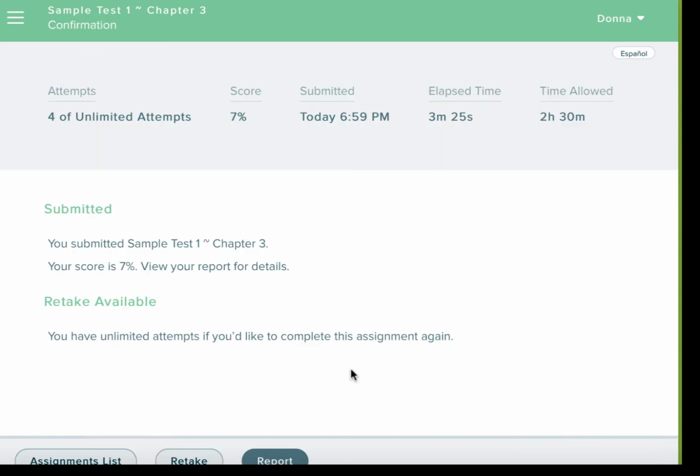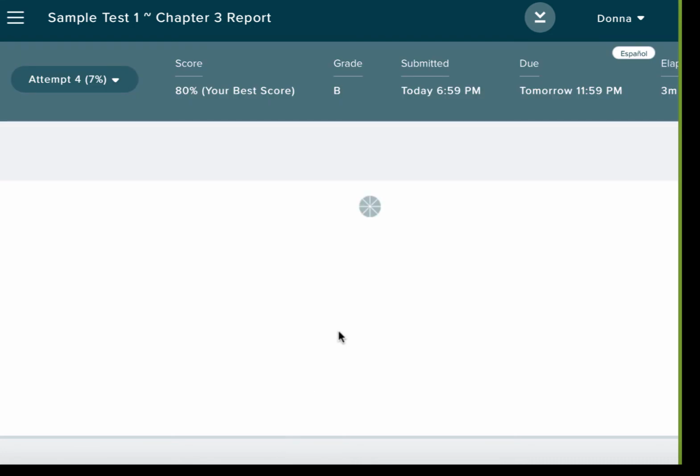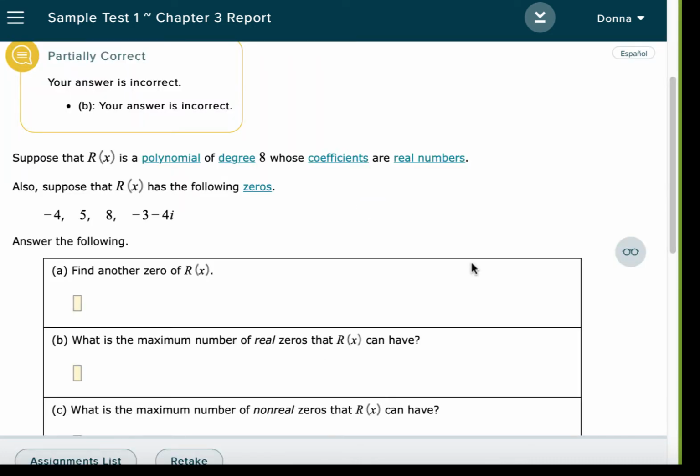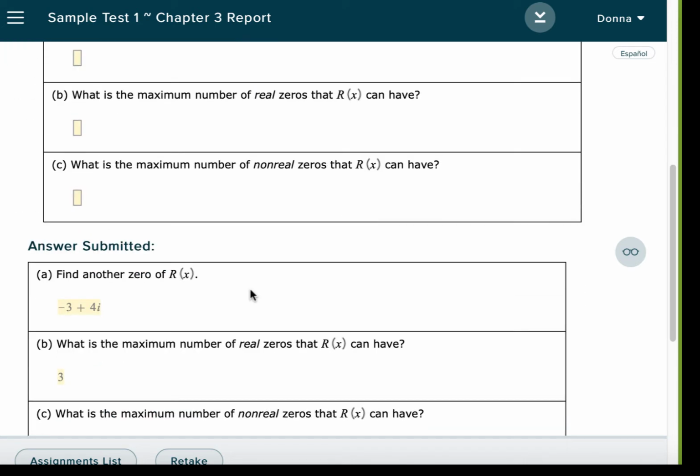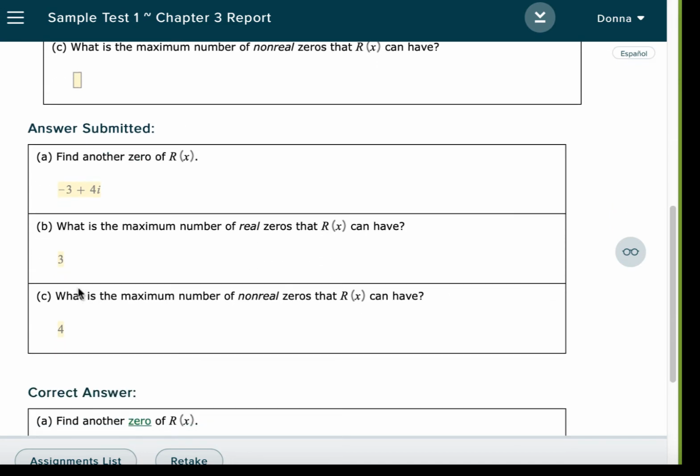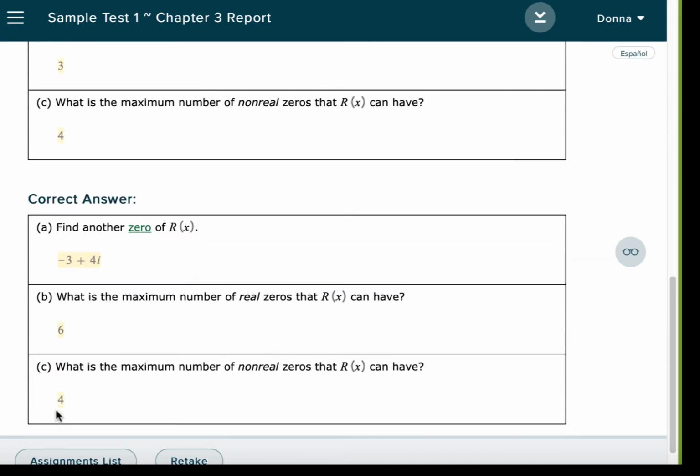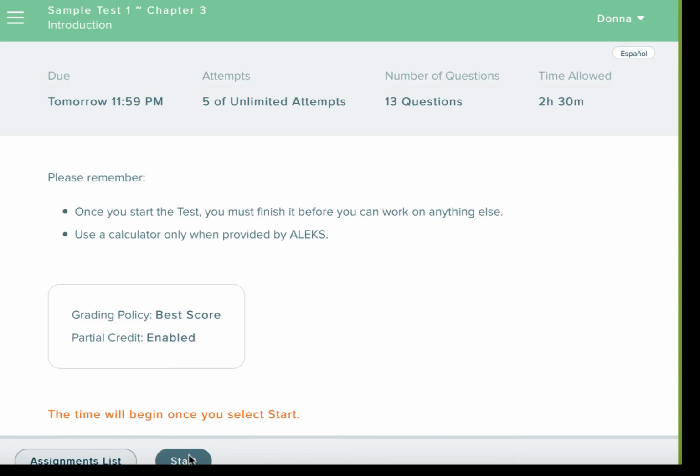Oh, we got 7%. Oh, I messed up somewhere. Let's take a look at my report. Oh, I forgot this. I said that we could have 3 more, but what's 3 plus 3? This should have been 6. Sorry, we had 3 possibilities, and then the other 3 that we have would make 6. Sorry, my error. So it should have been 6. Yeah. All right, let's do it one more time so I can end on a more positive note.